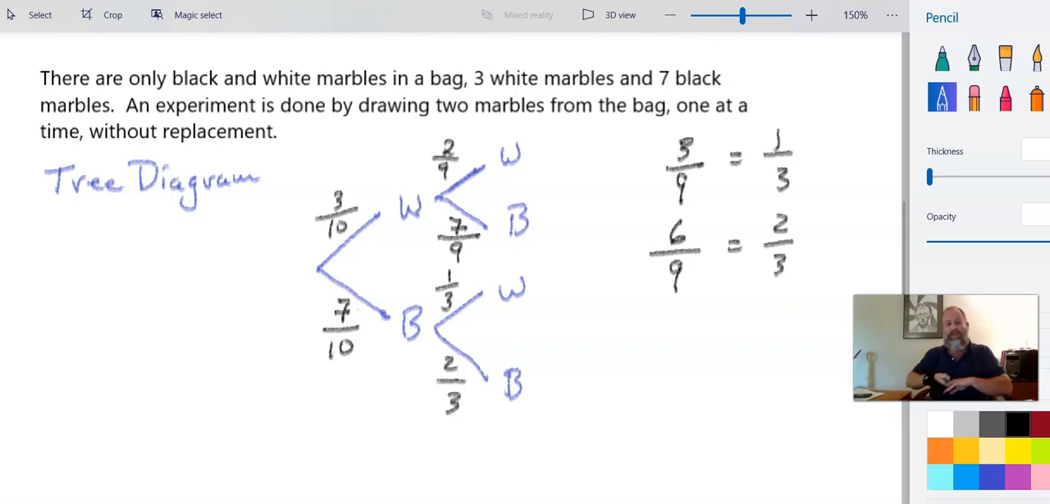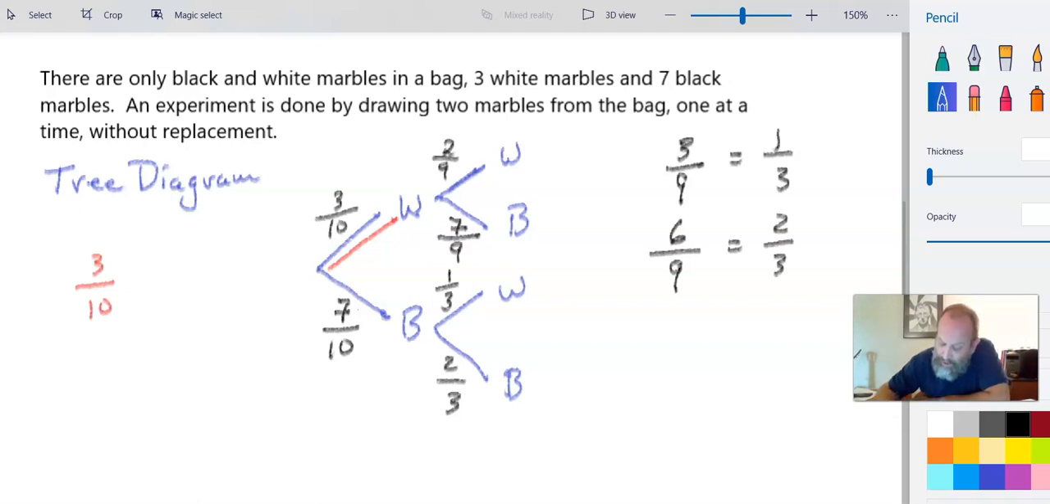So what this represents here is actually a probability distribution. I can choose any endpoint here, and I can see what path would take me there. For example, if I start here and I want to see the probability of getting a white marble on the first draw and a white marble on the second draw, I follow this path. White marble, that's 3/10.